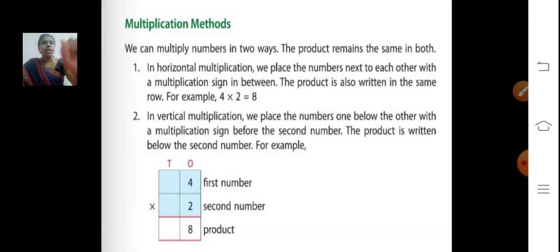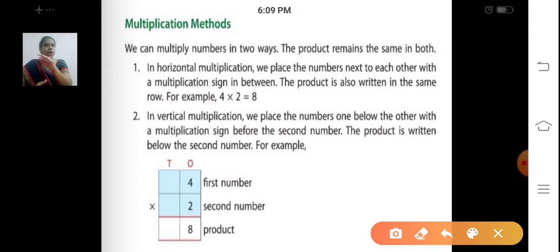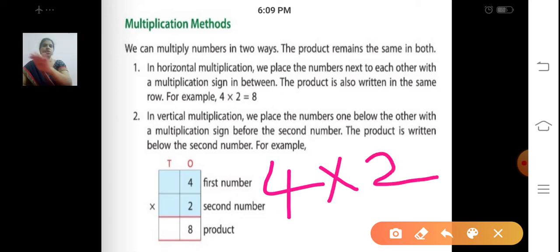So, now we have two methods in multiplication: horizontal multiplication and vertical multiplication. Usually now we are going to perform only vertical multiplication. So first we'll see what is horizontal method. In horizontal multiplication, we place the numbers next to each other with a multiplication sign in between. See, for example, 4 into 2. So this is horizontal multiplication.